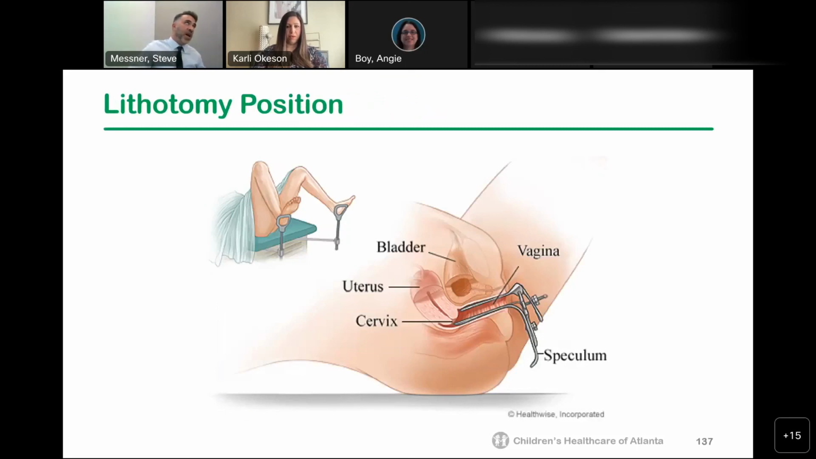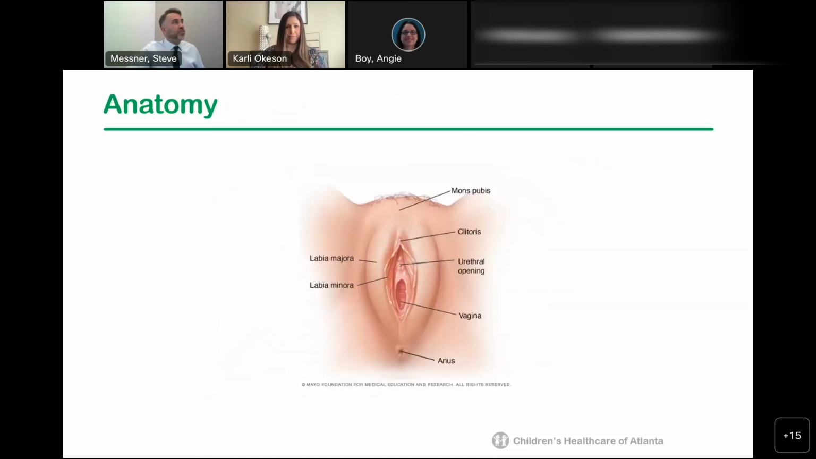In adolescence, sometimes we'll use a speculum, but that's pretty rare. But we'll usually use this lithotomy position where we have their feet up in the stirrups.